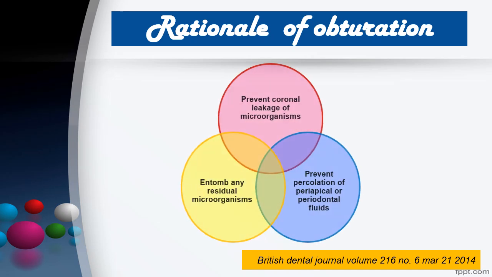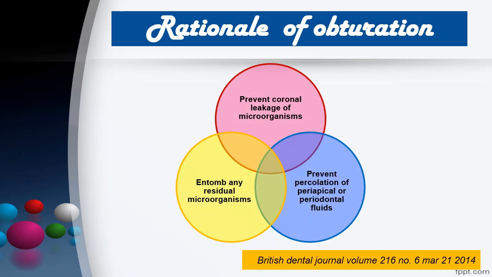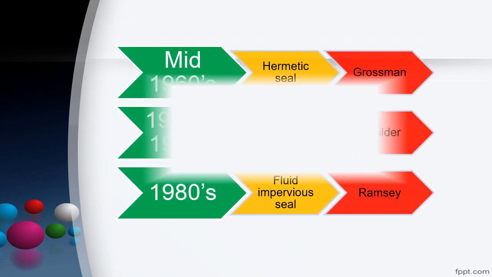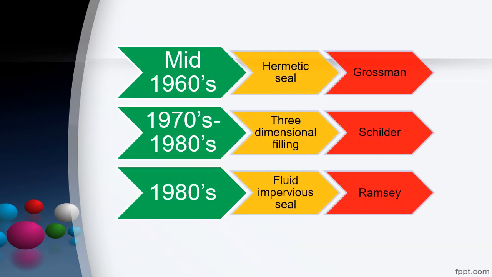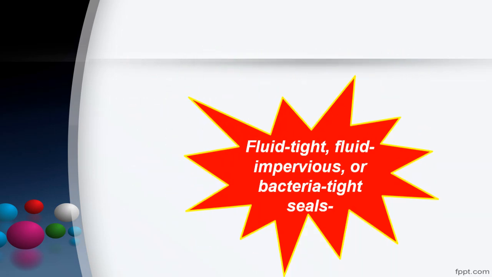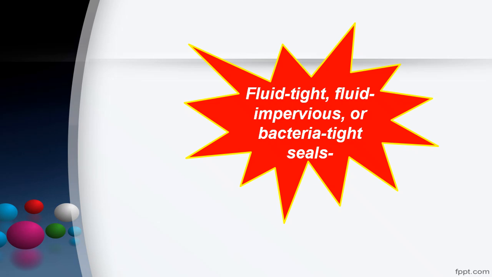The rationale of obturation, according to the British Dental Journal, is a triad which includes the prevention of coronal leakage of microorganisms, entombing any residual microorganisms, and prevention of percolation of periapical or periodontal fluids. According to Grossman, obturation is defined as a hermetic seal. Schilder says it is a three-dimensional filling, and Ramsay, a fluid impervious seal. So the obturation should be a fluid tight, fluid impervious and bacteria tight seal.